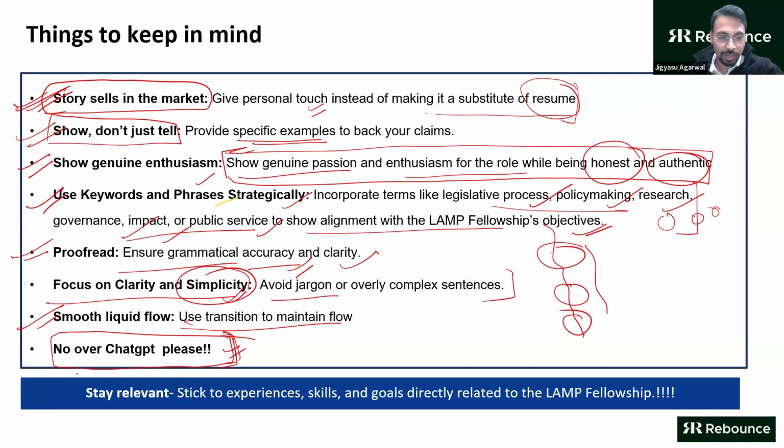Stay relevant. Very important. Stick to experiences, skills, and goals which are directly related to the LAMP fellowship. Stay relevant. Do not tell about something very irrelevant. Let's say you are great at dance. That's all right. But if that is not relevant for me, then do not overemphasize it, at least even if you are talking about it.